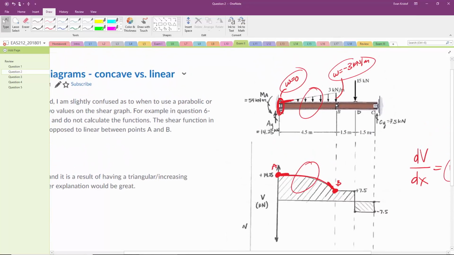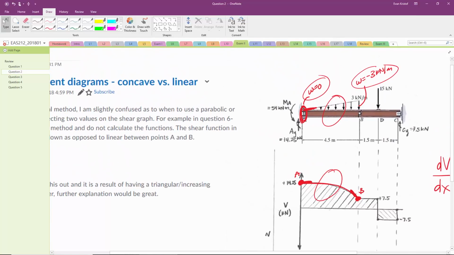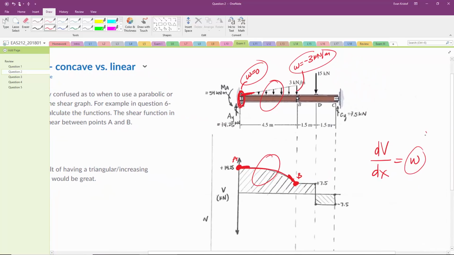Okay, so hopefully that answers Everett's question about parabolic versus linear. It's all about the calculus-based rate of change relationship between distributed load and shear and moment, and that'll help you kind of figure that out.